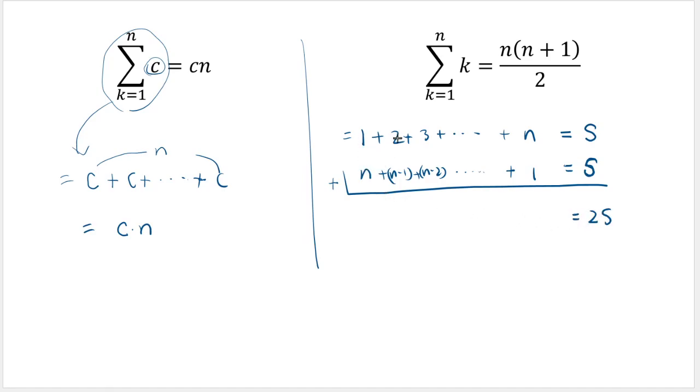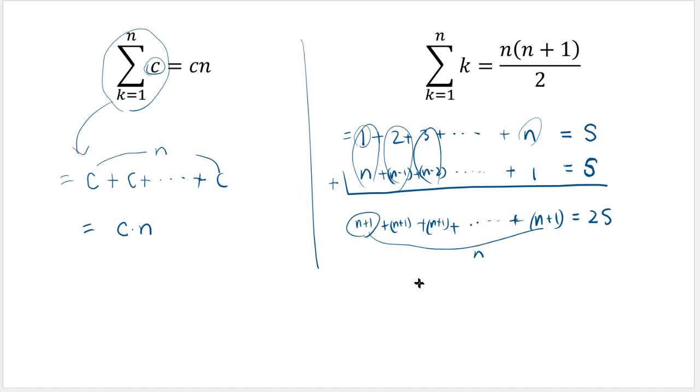Whereas 1 plus n, 2 plus n minus 1 is 1 plus n, right? So you always get n plus 1 as the sum if you pair them. Now you have to think about how many n plus 1s you have, but it goes from 1 through n. So again, this is n of them. Therefore, this value would be n plus 1 times n, which is equal to twice the sum. And therefore, if you divide by 2, you get sum equals n times n plus 1 over 2. So that's how you get this formula.